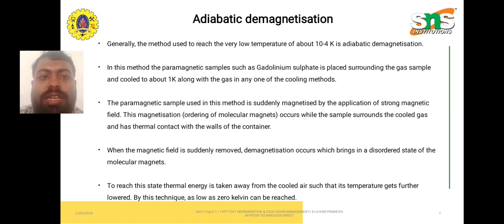Adiabatic demagnetization. Generally, the method used to reach very low temperatures of about 10 to 4 Kelvin is adiabatic demagnetization. In this method, a paramagnetic sample such as gadolinium sulfate is placed surrounding the gas sample and cooled to about 1 Kelvin along with the gas by any one of the cooling methods. The paramagnetic sample is suddenly magnetized by the application of a strong magnetic field. This magnetization occurs while the sample surrounds the cooled gas and has thermal contact with the walls of the container. When the magnetic field is suddenly removed, demagnetization occurs, which brings in a disordered state of the molecular magnets. To reach this state, thermal energy is taken away from the cooled gas such that its temperature gets further lowered. By this technique, temperatures as low as near 0 Kelvin can be achieved.